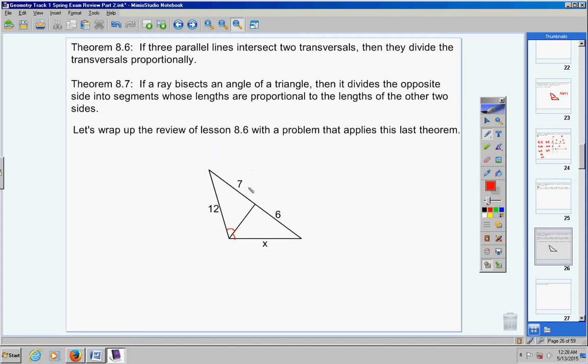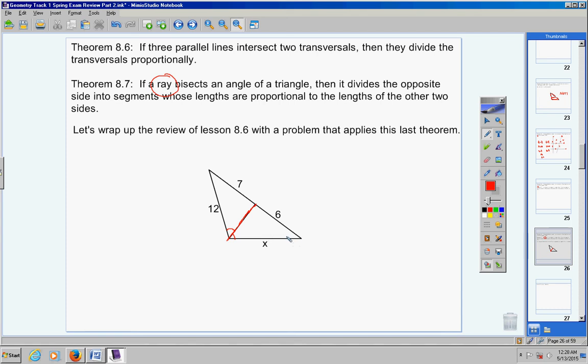Alright, here we go. Now look, here's what Theorem 8.7 says. Listen carefully, students. If I have a triangle, and I do, and one of the angles is bisected, now it says by a ray. I don't know why it says a ray. It can be a segment, a line, a ray, whatever. But if an angle is bisected like this, then here's what it does. It divides the opposite side, here's the opposite side over here, into segments whose lengths are proportional to the lengths of the other two sides.